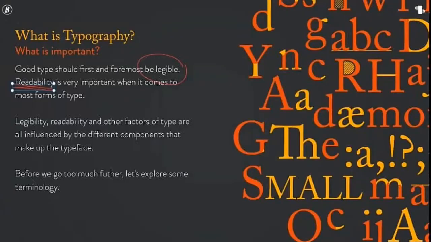Now I'm going to tell you the two main important things in typography. The two main important things in typography are legibility and readability. Legibility here means that your typography should convey a meaning. Then readability means that your typography should be readable to people. You understand?